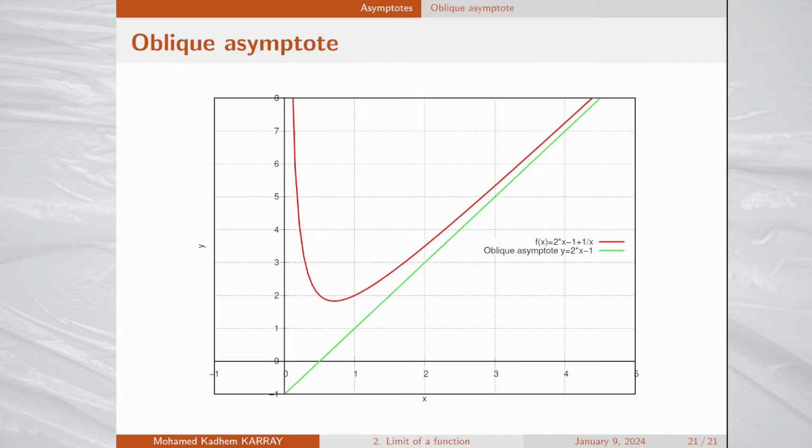Here is an illustration of this example. So I plot the curve of the function f in red here. This is the curve of the function f. And we plot also the oblique asymptote of equation y equals 2x minus 1. You see that the difference between f and its asymptote when x goes to infinity becomes smaller and smaller, and indeed it goes to 0. So this is an illustration of the notion of oblique asymptote, and you see that the straight line here in green is an oblique line.